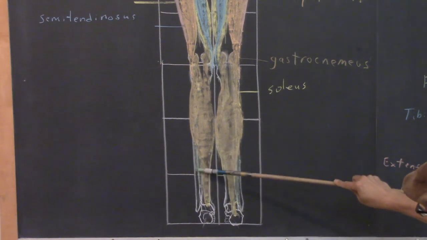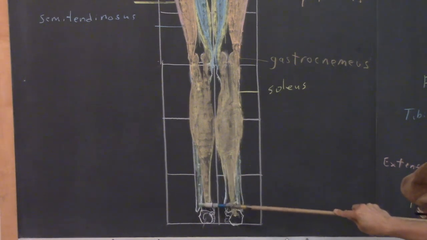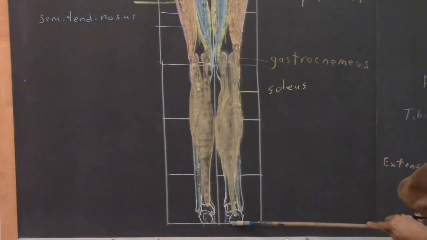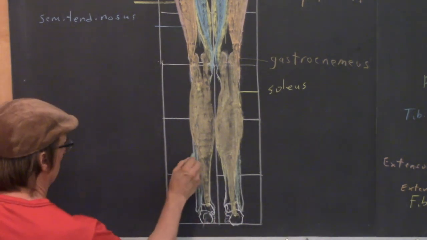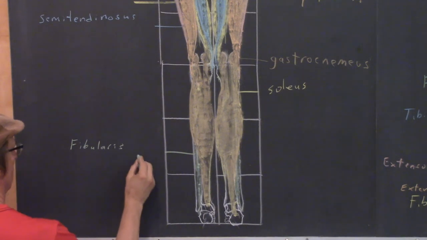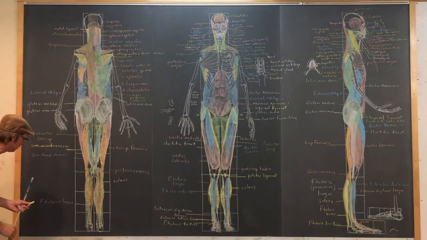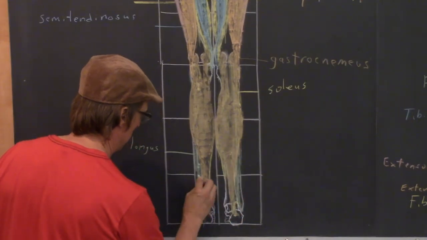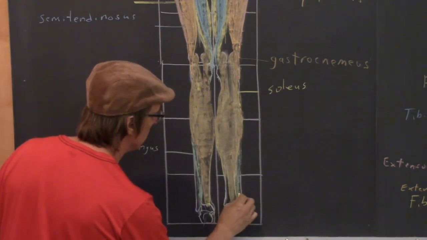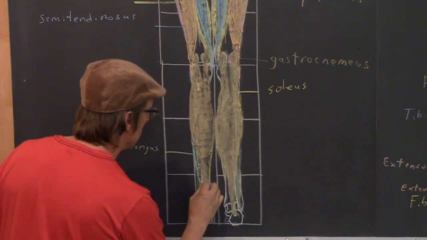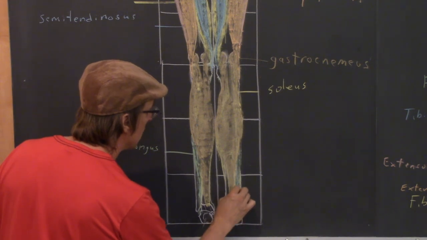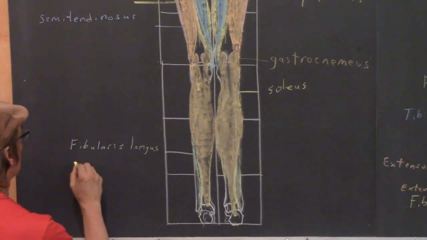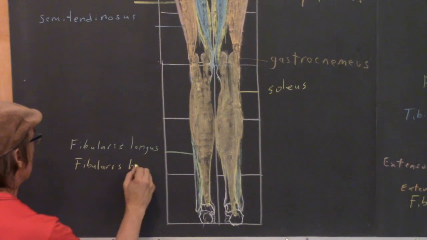Do that over here on the side too. Come in behind the fibula there and then go underneath, hooking on the first metatarsal and the medial cuneiform. The fibularis longus. All right, so we have the fibularis longus coming up here. And we might have a little bit of fibularis brevis poking out in here. Remember, the brevis is going to come underneath the longus. We'll see a little bit more of that down here. Fibularis brevis.